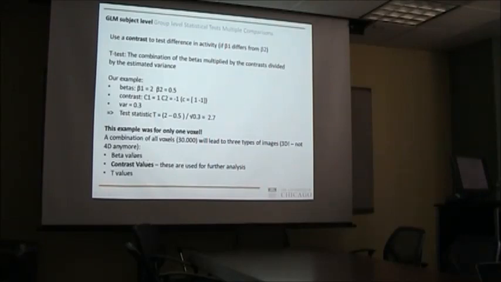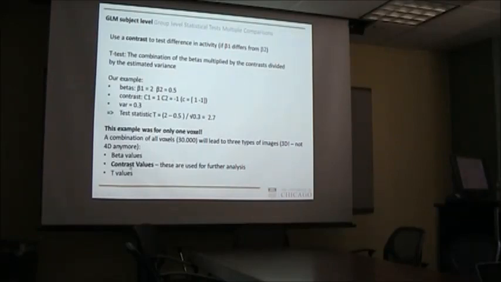And you will basically get 3 types of images related to the 3 types of variables that you have in your model, which is the beta values, the contrast values, and the t-values. And you will see in your working directory images related to each of these values. So that directly corresponds to the variables in the GLM.